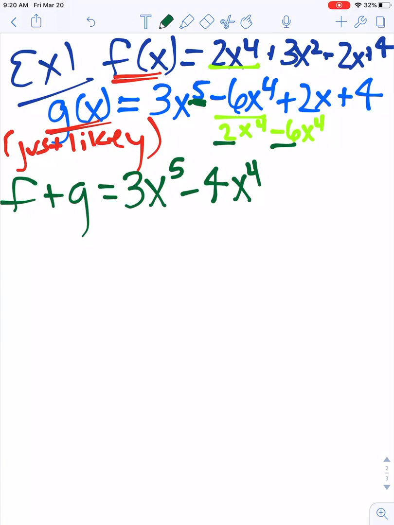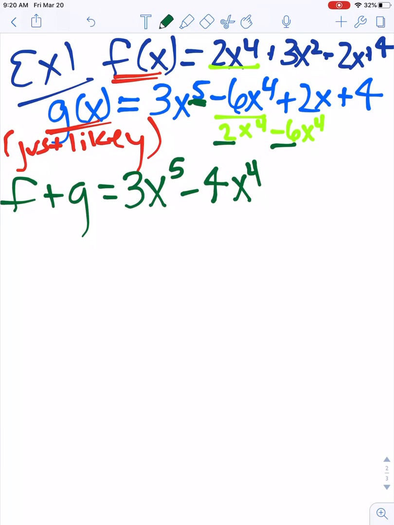The x to the fourth just comes along for the ride. You don't have to worry about it. You don't have to add the exponents or anything like that, because all we're doing is combining like terms. So we get 3x to the fifth minus 4x to the fourth.